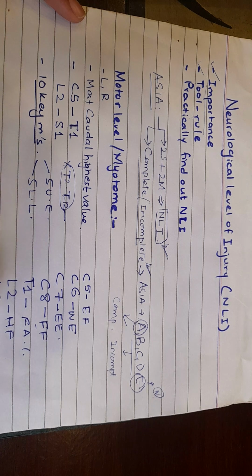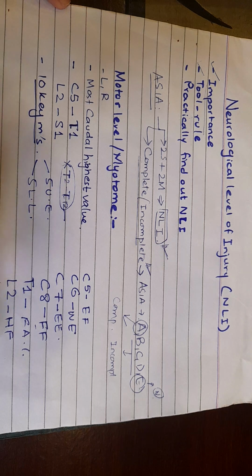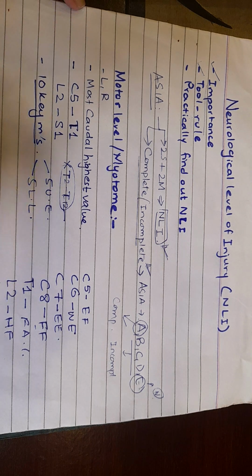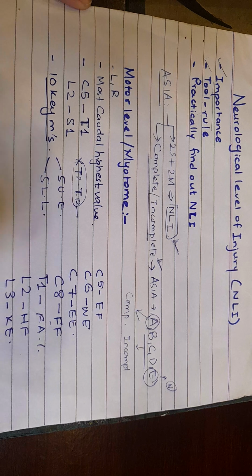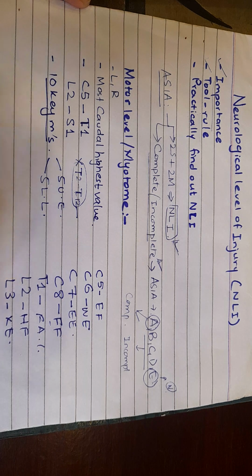Then L5 is supplying the toe extensors. For the long toe extensors, we have extensor hallucis longus. So it's of the big toe, right? Then we have S1, and that is responsible for ankle plantar flexion. So here we are going to check the myotome of the gastrocnemius and soleus.